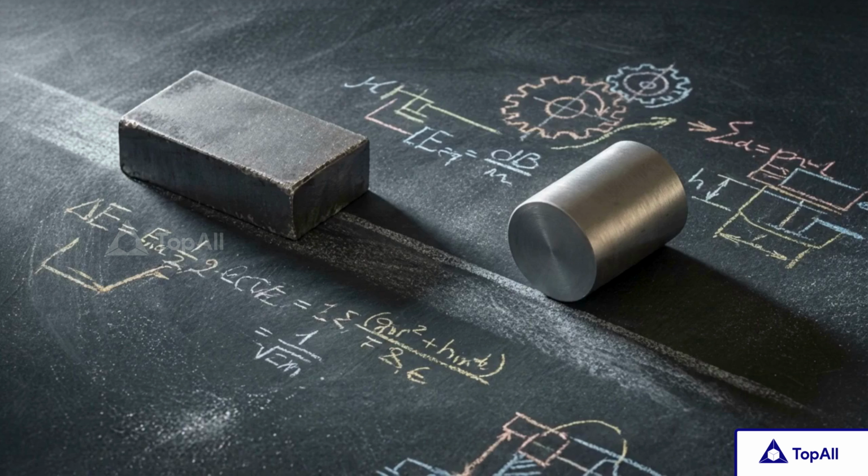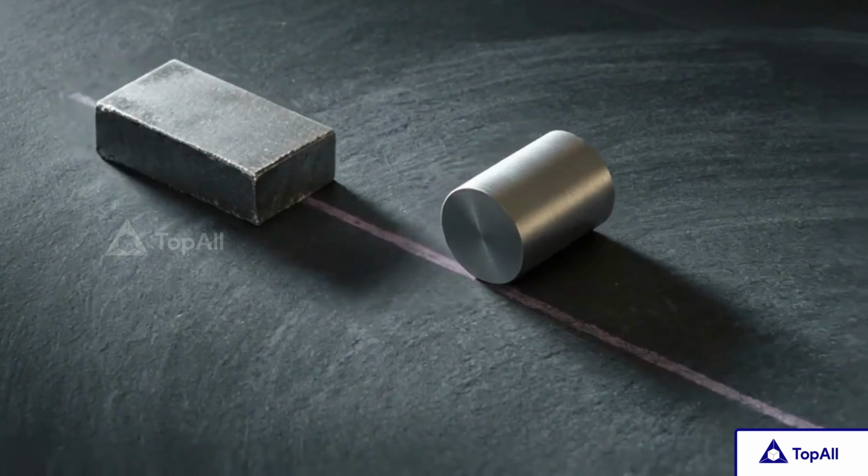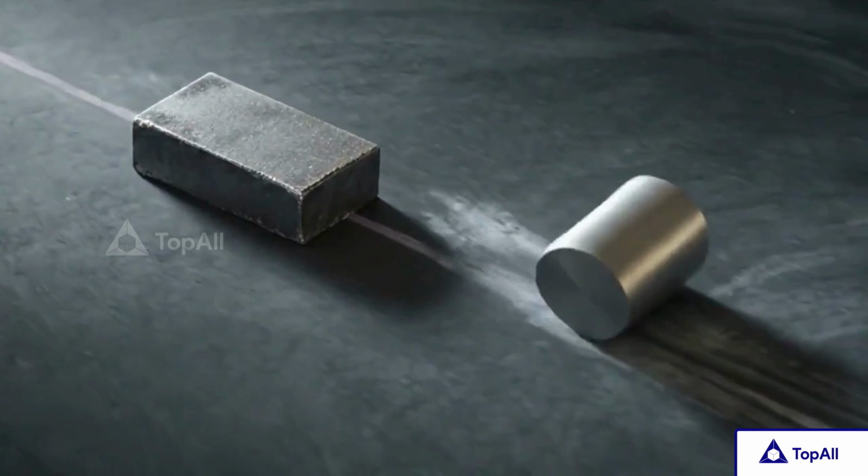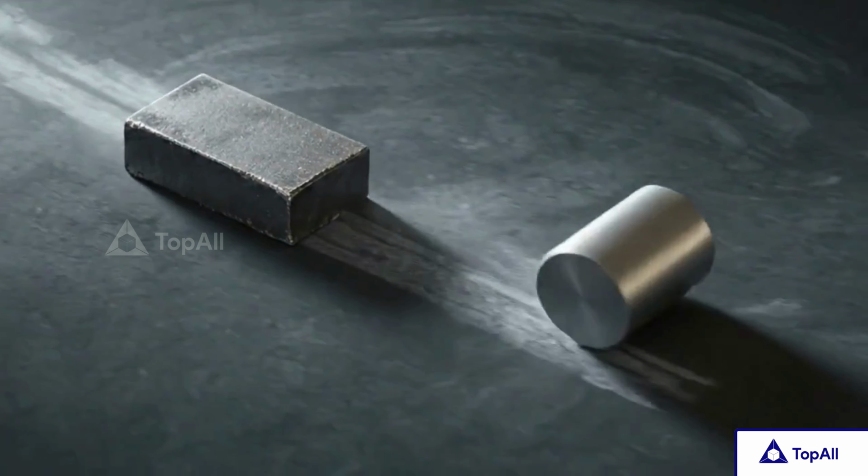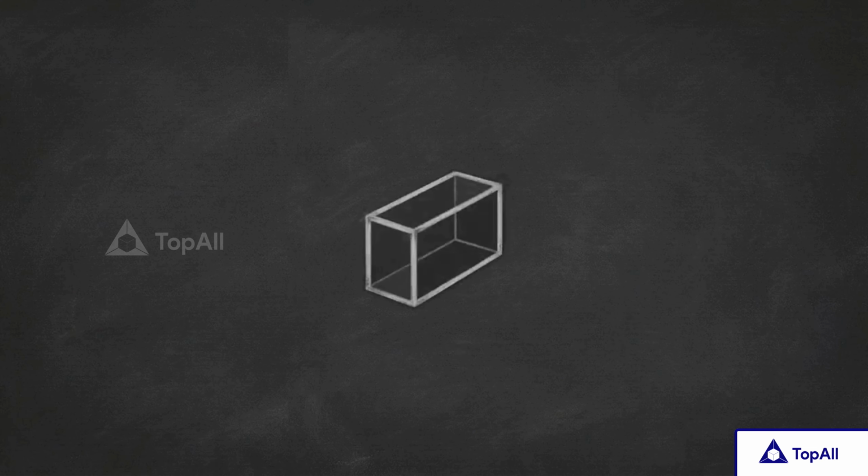Picture two objects at the top of a ramp, a rectangular block and a solid cylinder. They have the exact same mass. We let them go. The block slides down, while the cylinder rolls. To understand how they move, we must look at them as rigid bodies.